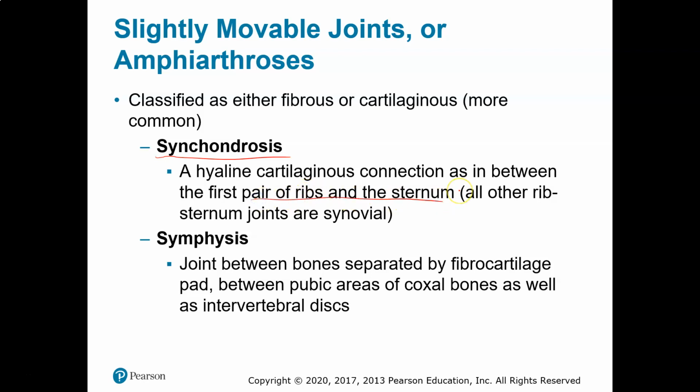The amphiarthroses are either synchondrosis, which is a cartilaginous amphiarthrosis, between the first pair of ribs and the sternum, and also the epiphyseal cartilage. The symphysis, an example is the pubic symphysis and the intervertebral disc.